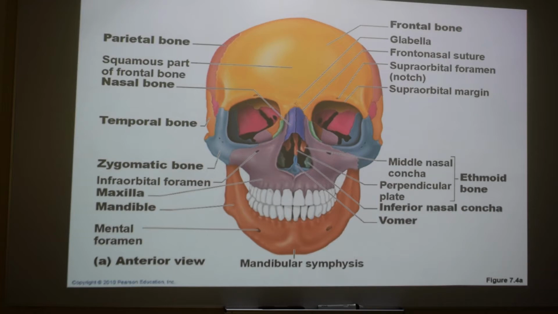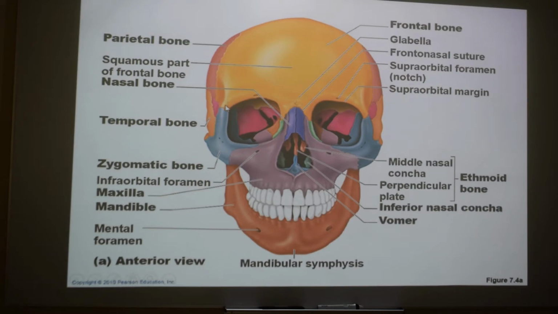The view which you are seeing in front at the moment is the frontal view, or norma frontalis. And what you see here is this big bone, which is called the frontal bone. And this frontal bone has several parts, because it has a process which is going and having a suture with the zygomatic bone.